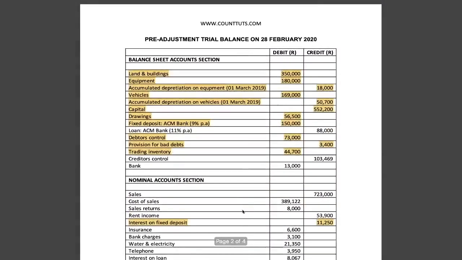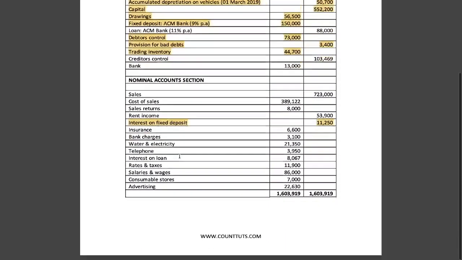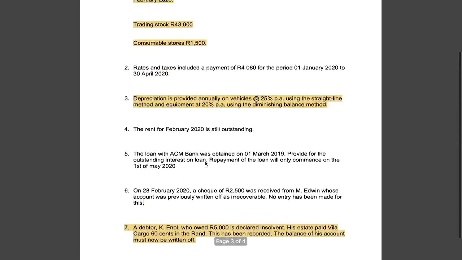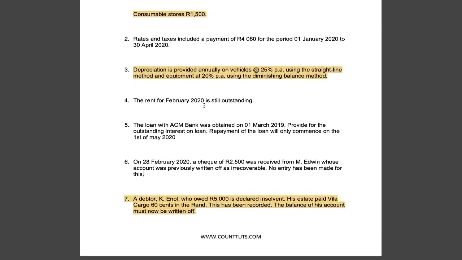And then bank, and we know that bank is a current asset. Okay, and we're told that the bank there is 13,000 rand, so I'm going to put bank here. And then before I put the 13,000 rand, I need to check if there's anything in additional information that is spoken about bank. So we go down to our additional information and see if there's anything concerning bank or that affected our bank. Okay, if we see number 6 over here, obviously you need to read every statement to ensure that it affects your bank or it doesn't.